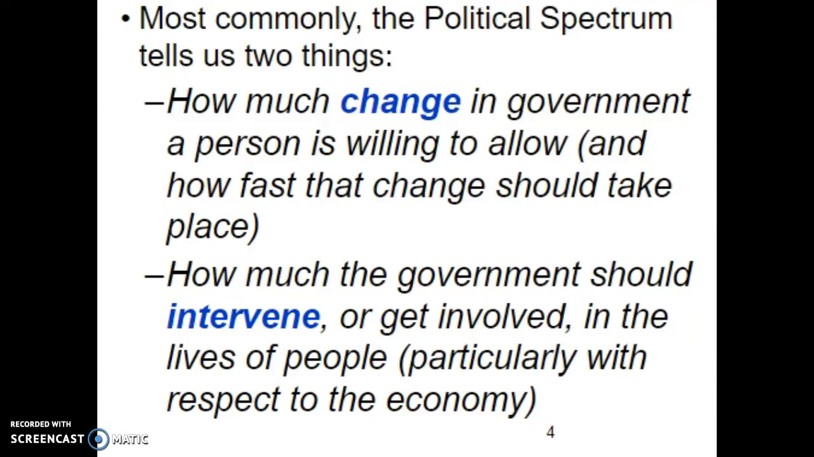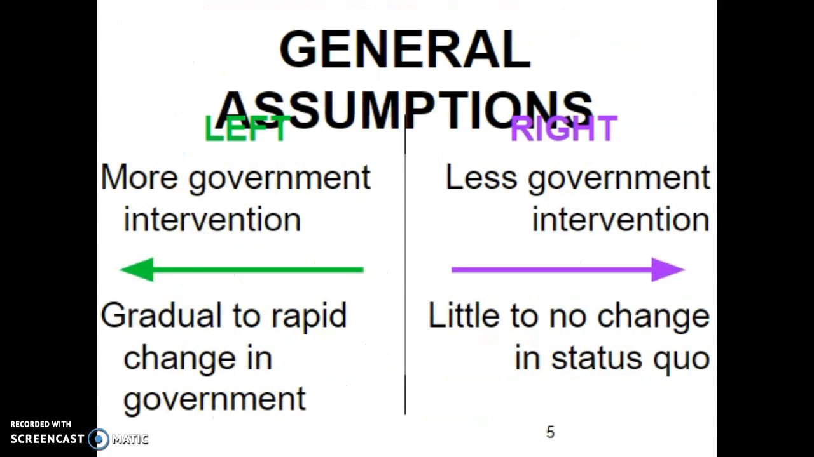So here are some general assumptions. On the far left, more government intervention, again, like I said, gradual to rapid change in government, where on the right, less government intervention and little to no change in the status quo. Status quo just meaning how things currently are, especially when we're talking about politics or society.